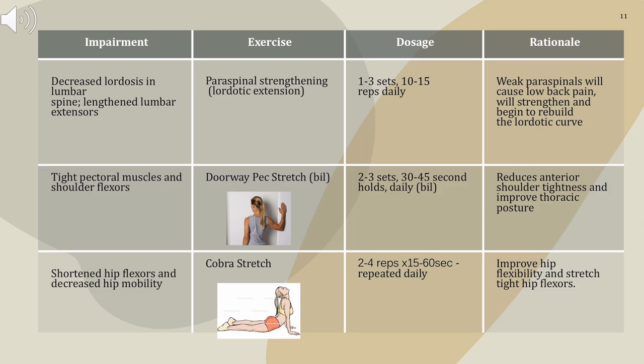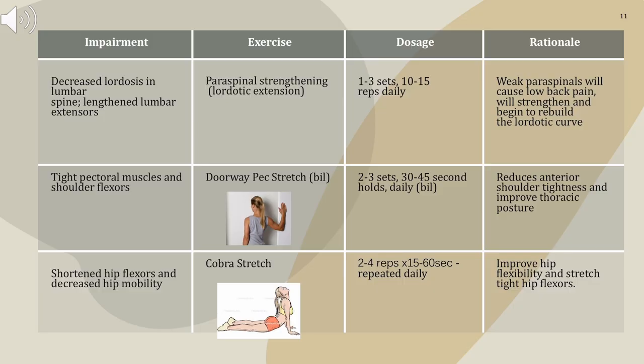For the next impairment, we added tight pectoral muscles such as the pectoralis major and shoulder flexors such as the anterior deltoid. Prolonged sitting and reaching forward during the day can cause the pectoral muscles to shorten and a rounded posture. To address this impairment, I selected a doorway pectoral stretch as our exercise, held for 30 to 45 seconds for 2 to 3 sets daily. That will help improve pectoral flexibility, reduce forward shoulder posture, and decrease strain on the cervical and thoracic spine.